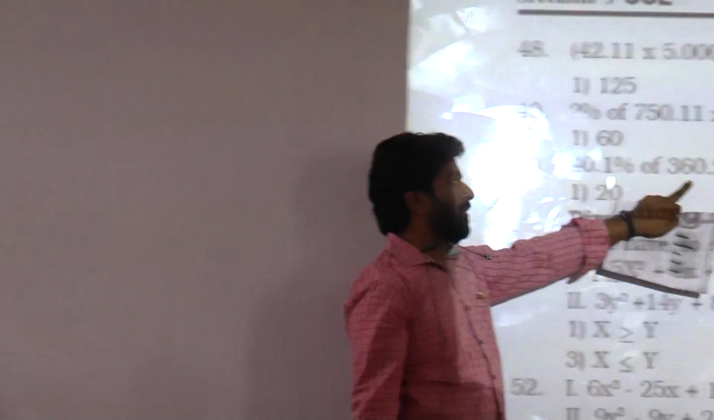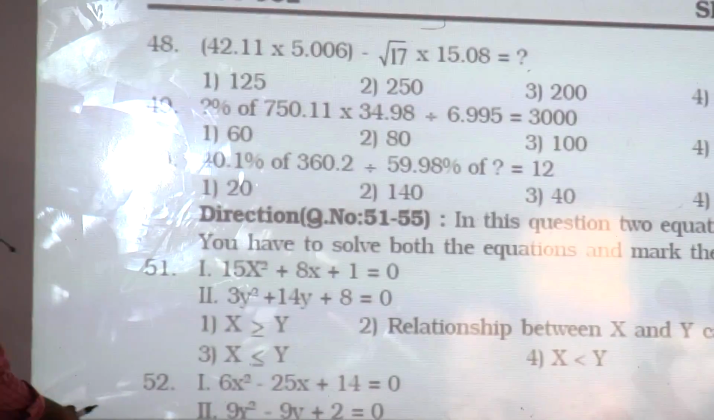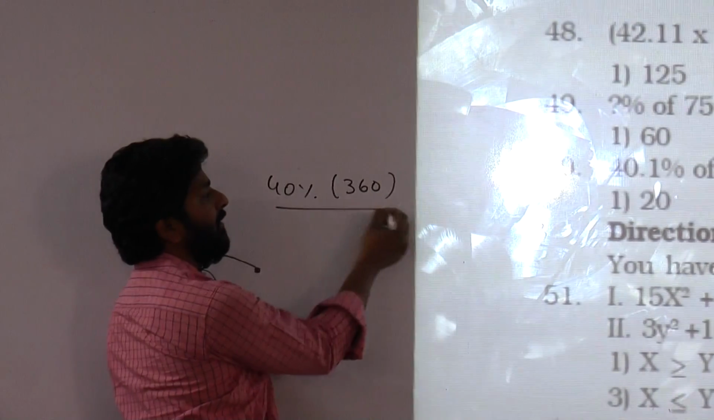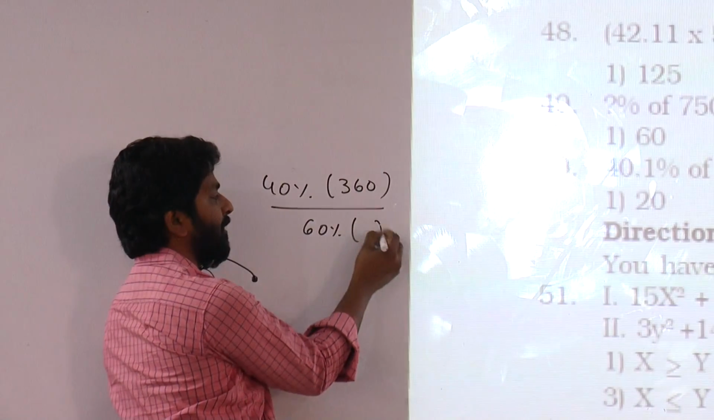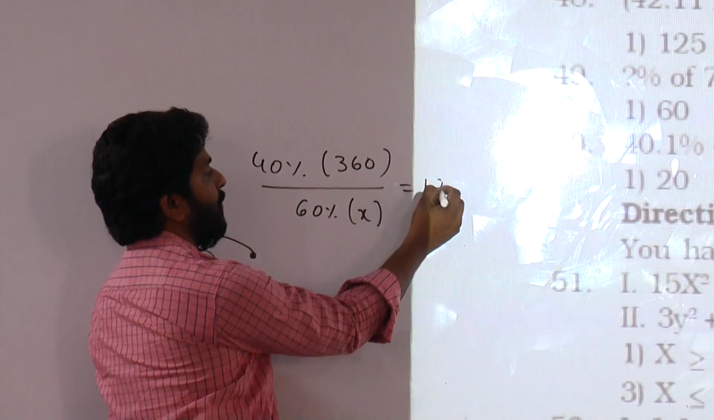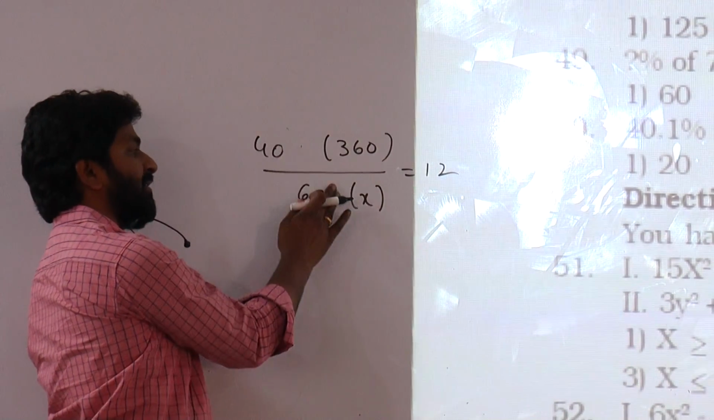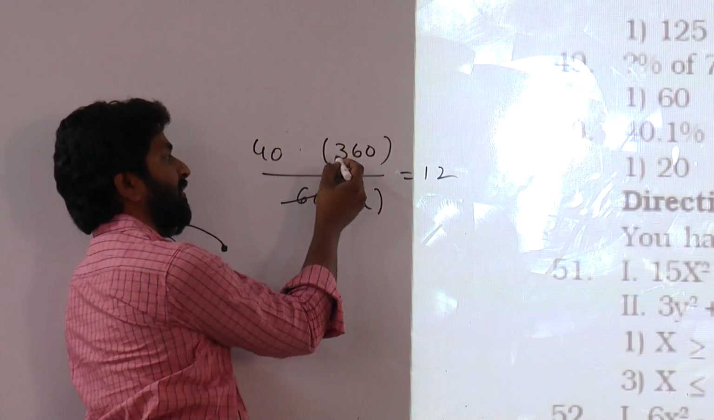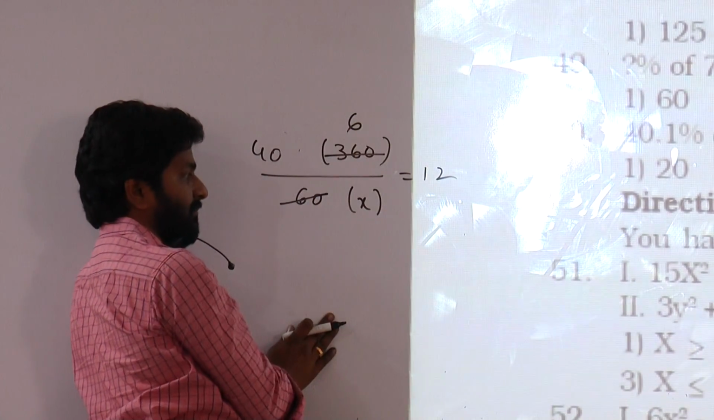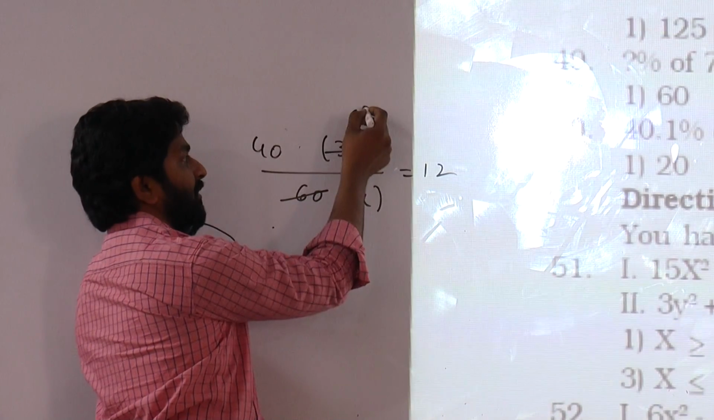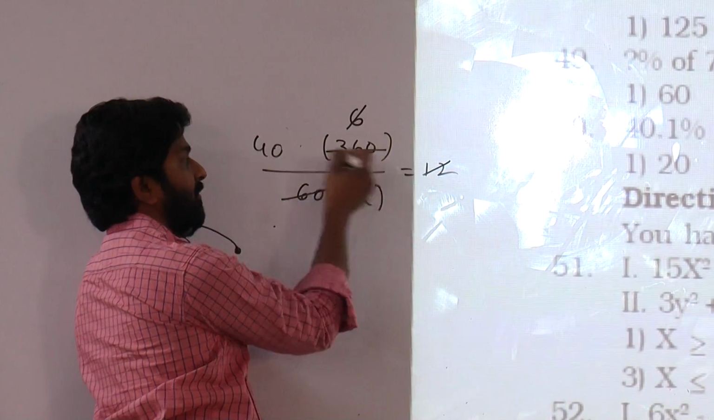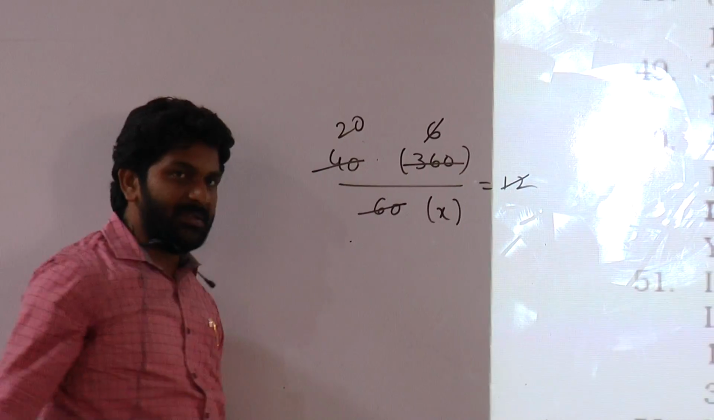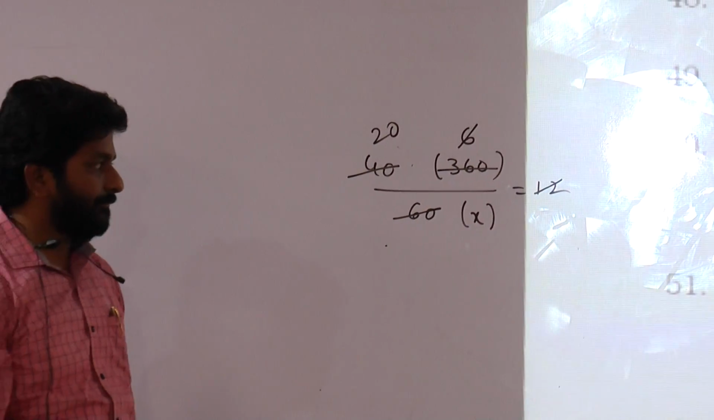40% of 360 divided by 60% of some number is equal to 12. First of all, percentage cancel. 60 is 6 times, 2 times, 20 times, x is equal to 20.